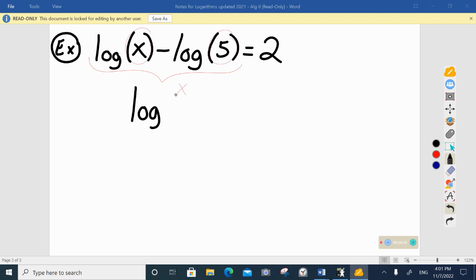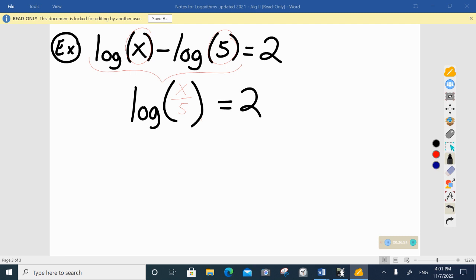So it's the first term over the second one. So we're going to write that as one big happy log, log of x over 5 equals 2. Once you get from two logs down to one log, and you're trying to solve for x, how do you get rid of the logarithm?